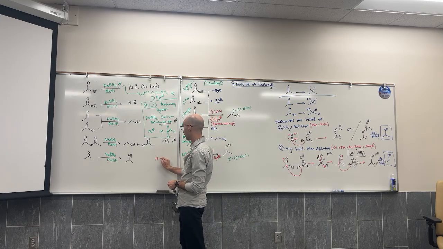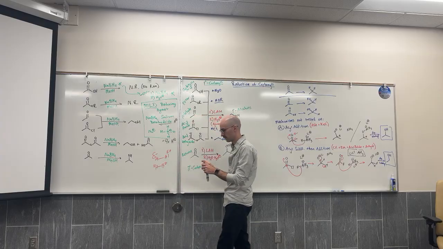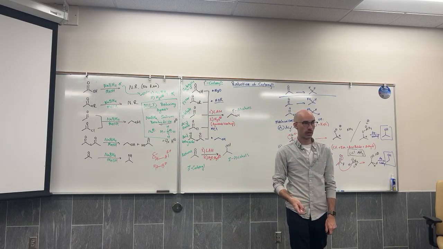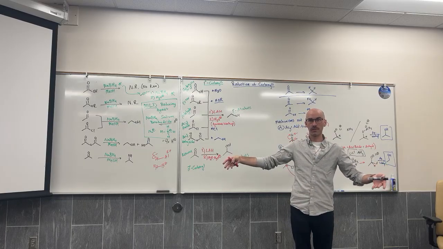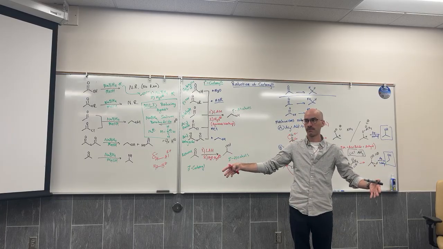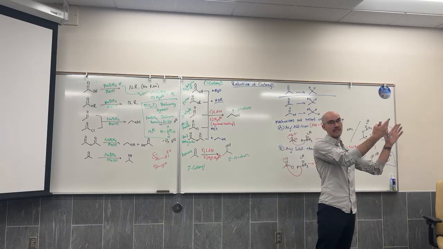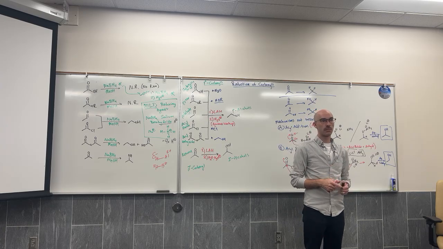So H to aluminum, big partial negative, big partial positive. H to boron, smaller partial negative, smaller partial positive. Aluminum is less electronegative than boron, so the dipole is greater between H and Al. And so H minus is more effective with aluminum. It's less effective with boron.